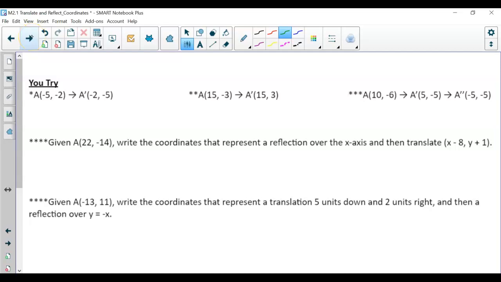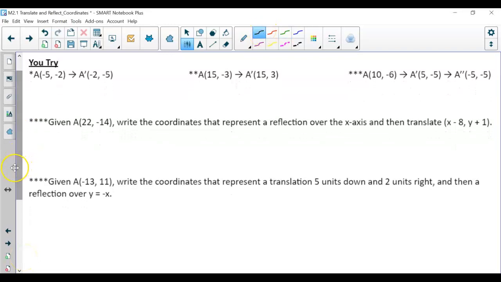So go ahead and pause the video and do the U-tries on your own. And here we go. So in the first U-try, you should have noticed you just switched the coordinates, the x and y. So this is a reflection over y is equal to x. Then the next, we just switched the sign of the y coordinate. The -3 changed to +3. So this is a reflection, but over the x-axis, because you changed the sign of the y.